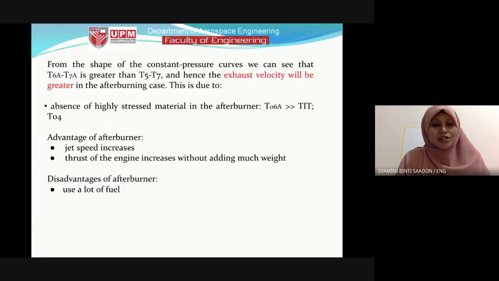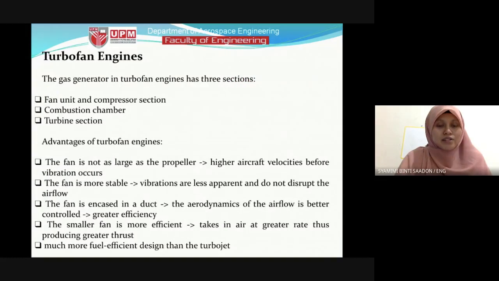So the advantage of afterburner is that the jet speed will increase more. That is the first interest. The thrust of the engine increases without adding much weight, so we are able to increase the thrust force. The disadvantage, of course, is that we use a lot of fuel, because we have to burn the air one more time. So we use extra fuel, okay?